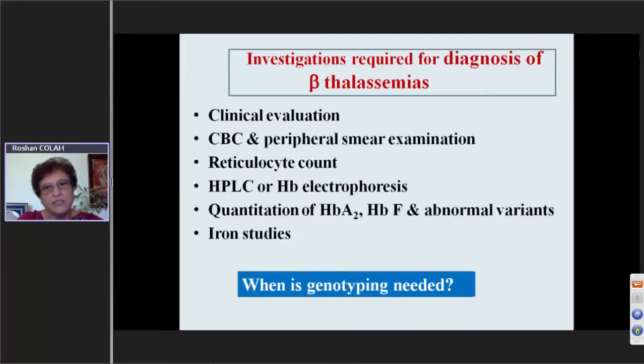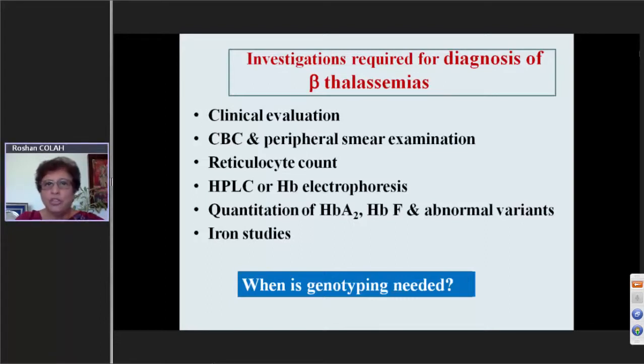These are the basic investigations one does: clinical evaluation of the patient, doing the complete blood count and looking at the peripheral blood smear, reticulocyte count, and then hemoglobin analysis. Often you need to do iron studies because iron deficiency is rampant in India, and even along with the thalassemia, you could sometimes have iron deficiency.